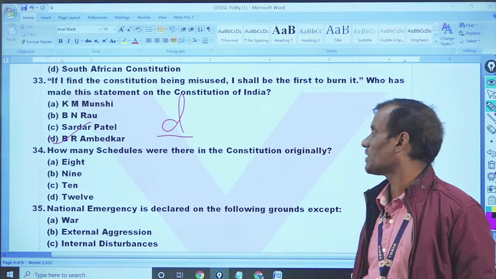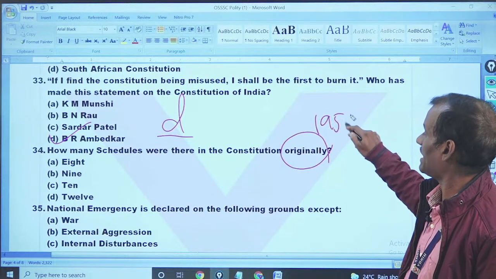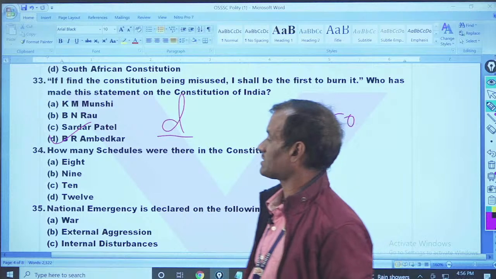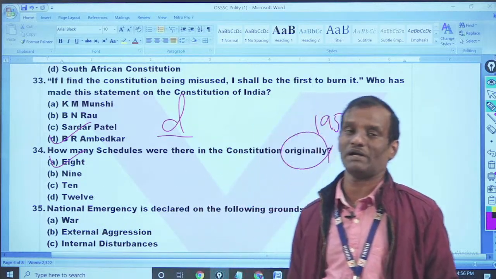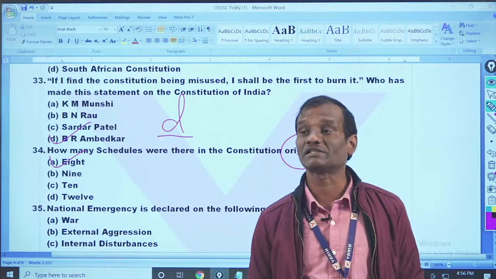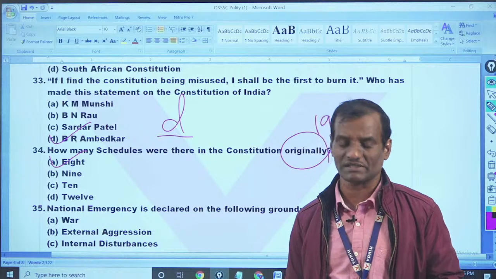How many schedules were there in the Constitution originally? Originally, in 1950, there were 8 schedules, and remember the next 4 schedules have been added by different amendments. So please name the amendments by which various schedules were added.